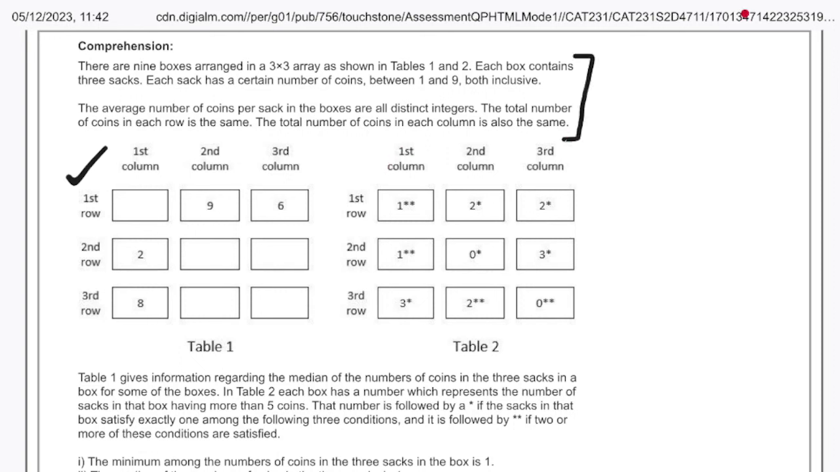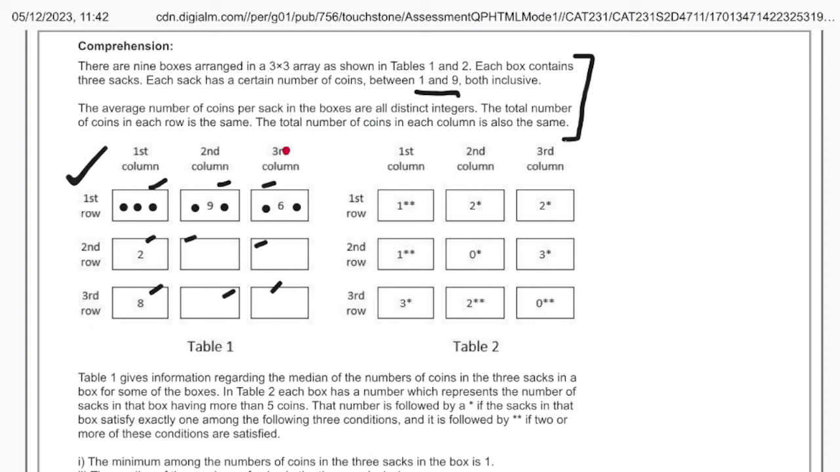Let's understand that first. When they say there are 9 boxes, so this is 1, 2, 3, 4, 5, 6, 7, 8, and 9. And each box contains 3 sacks. That means there are 3 lines, 1, 2, 3, 1, 2, 3, 1, 2, 3, and so on. Each sack has a certain number of coins between 1 to 9. That means the minimum number of coins in one sack can be 1. The maximum can be 9.